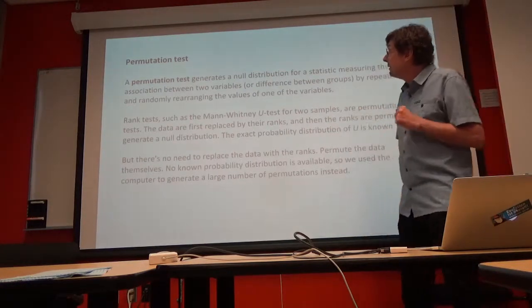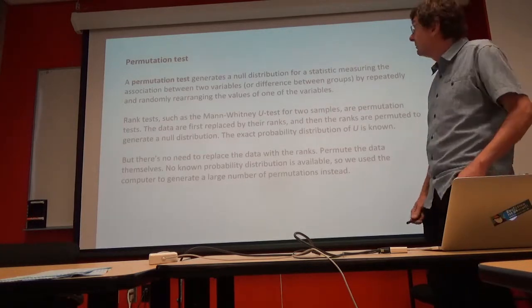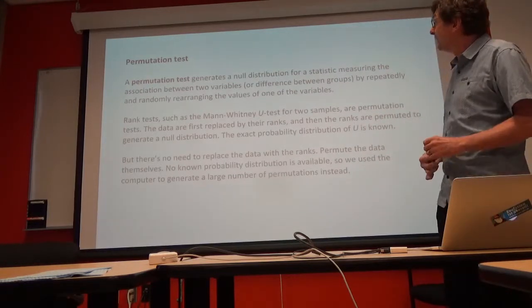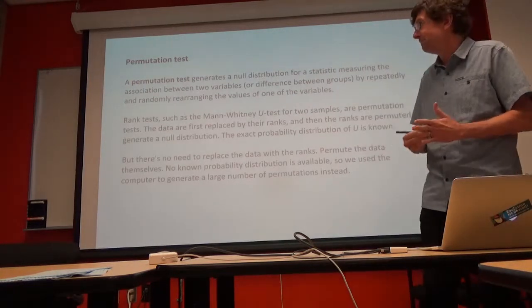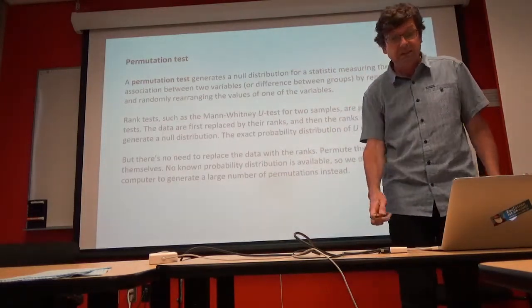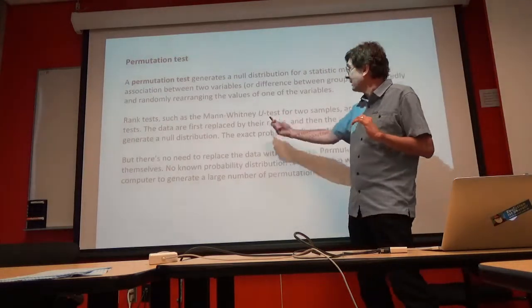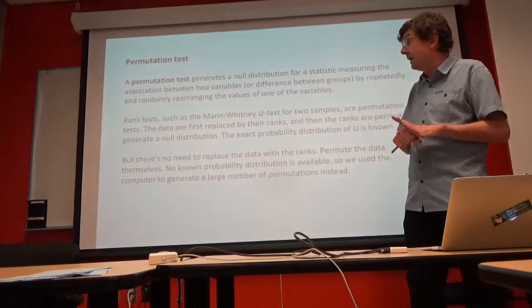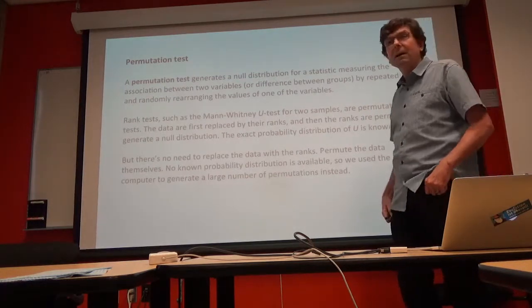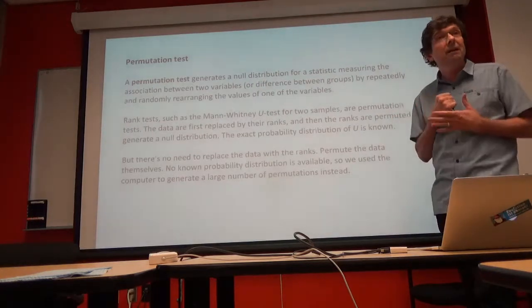And the method achieves this task of generating a null sampling distribution by repeatedly randomly rearranging the values of one of the two variables. We are already, in fact, familiar with the concept of a permutation test, because if ever we've used something like the Mann-Whitney U-test or the Wilcoxon rank sum test, when we compare two samples that are not normally distributed, we are in fact carrying out a permutation test.